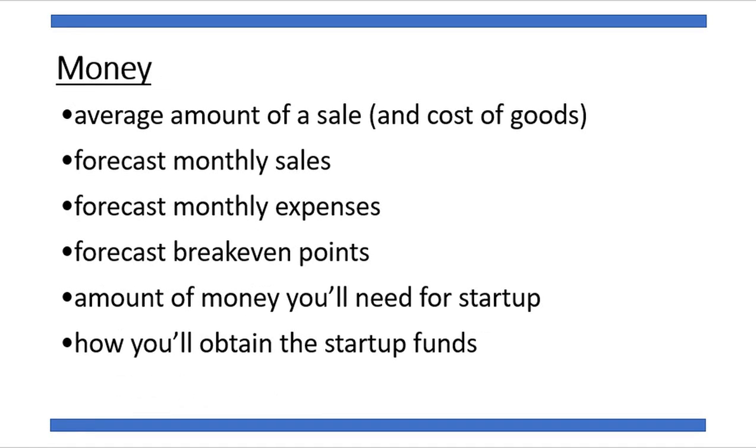Then the other main section of a business plan covers money. Somewhere in the business plan you'll want to list what the average amount of your sale will be and the cost of goods. How much will it cost you to produce or procure those products that are part of the sale? You'll be forecasting monthly sales, how much you expect to sell each month, and forecasting monthly expenses. This is also sometimes known as overhead or fixed costs. So how much will you be spending each month to run your business?